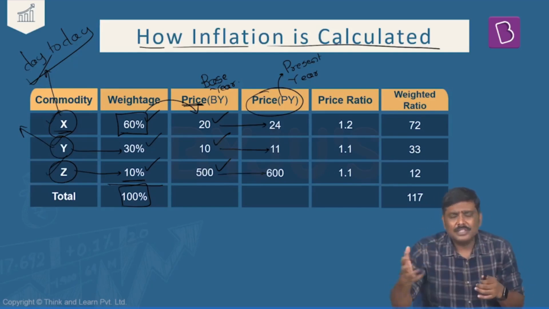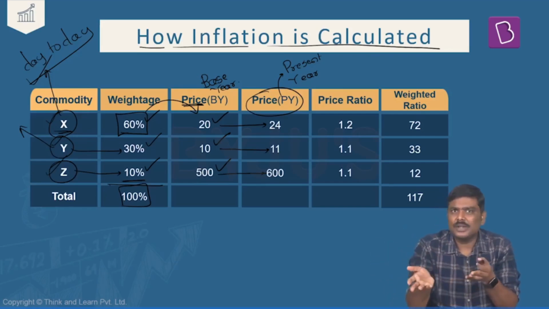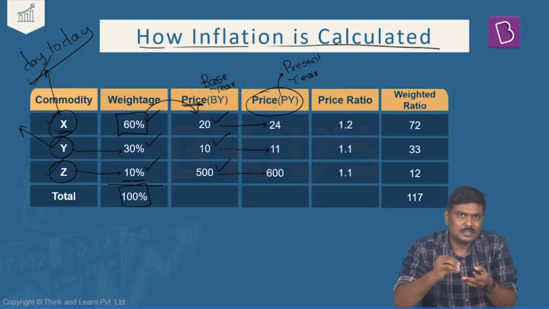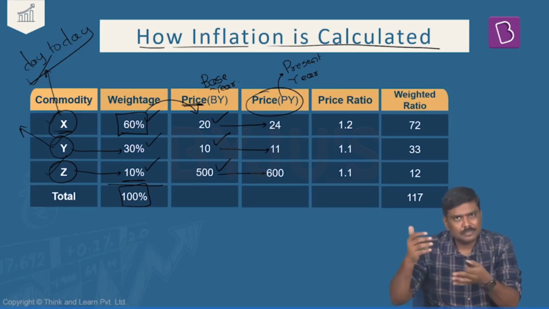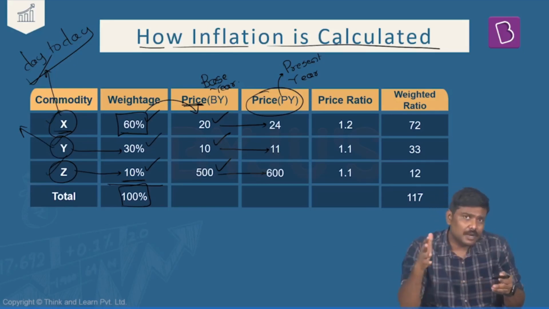I'm assuming the prices of all the commodities are increasing. But in reality, the vice versa might also happen. Some of the prices might increase and for some others, prices might also decrease. Don't worry about it. I'm assuming prices of all the commodities are increasing.